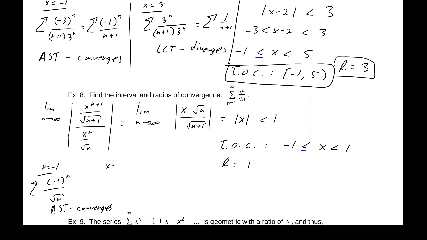If x equals 1, that is 1 over the square root of n, which as a p-series diverges. So we will not include 1. Our interval of convergence can be written as -1 to 1, including -1 but not including 1.